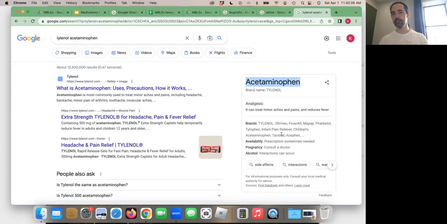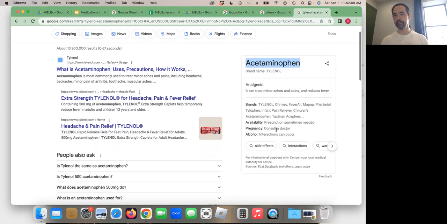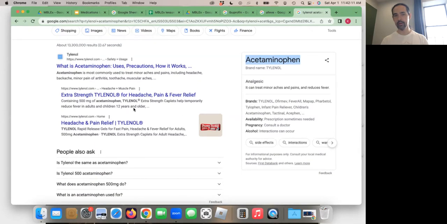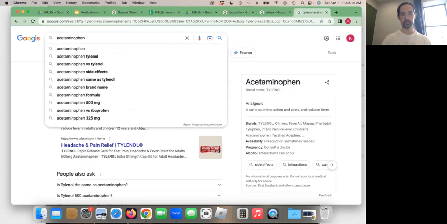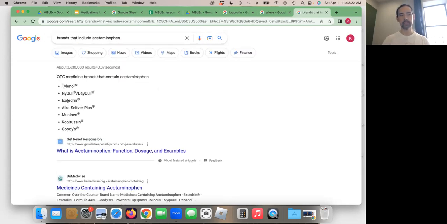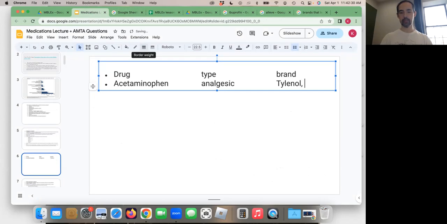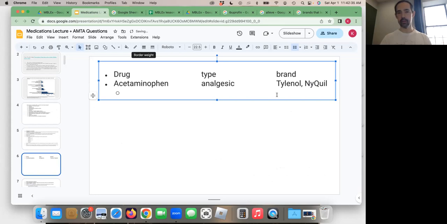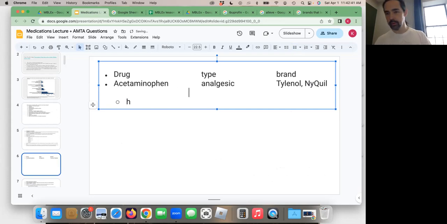Although you can get plenty of acetaminophen in over-the-counter drugs. So brands that include acetaminophen: NyQuil, Dayquil, Alka-Seltzer, Mucinex, Robitussin. I'll just put NyQuil because those are really common. And here's a word that I want you to know, and that word is et al.